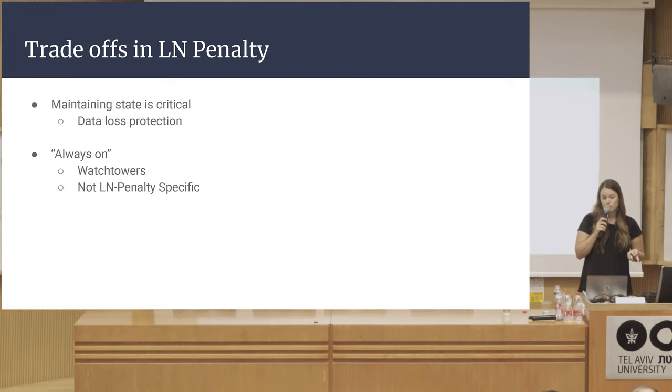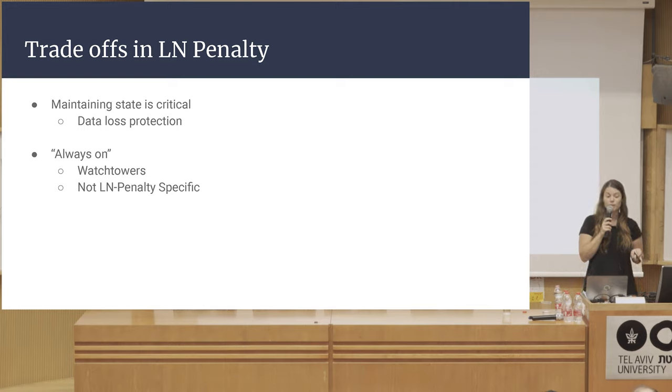Right, so we do have some trade-offs in the Eltoo penalty, which have already been touched on. So the first one is a really harsh one. Maintaining state is critical, and state grows with the number of updates you have. So if you lose your state, so if you lose one or two channels in your Lightning node, you're actually in a lot of trouble because you might accidentally breach close.